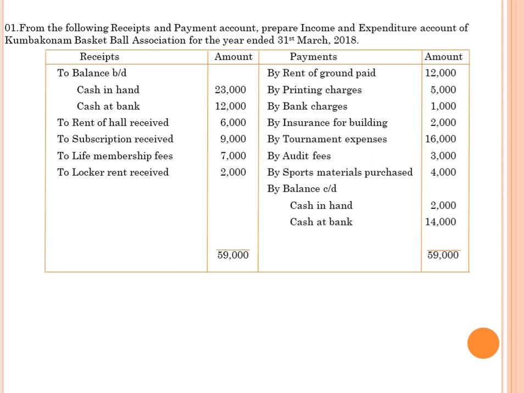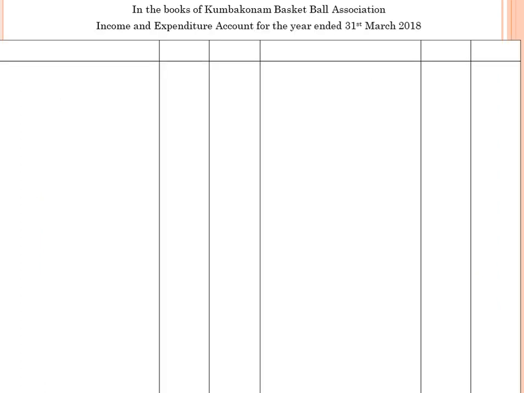Let's move on to the income and expenditure account. Write down the heading: in the books of Kumbakonam Basketball Association, income and expenditure account for the year ended 31st March 2018. You have to divide into 4 columns: expenditure, amount, income, amount. Now let's start with the debit side, the expenditure.